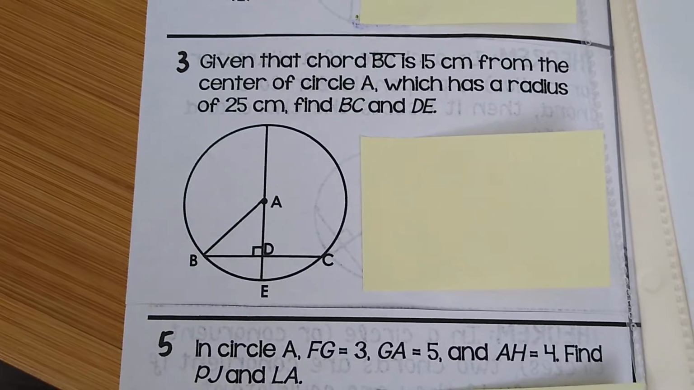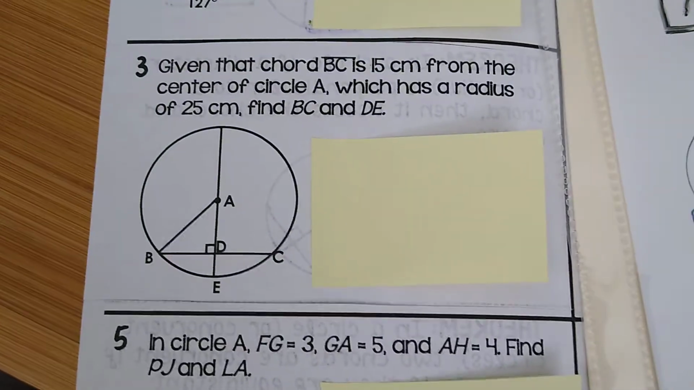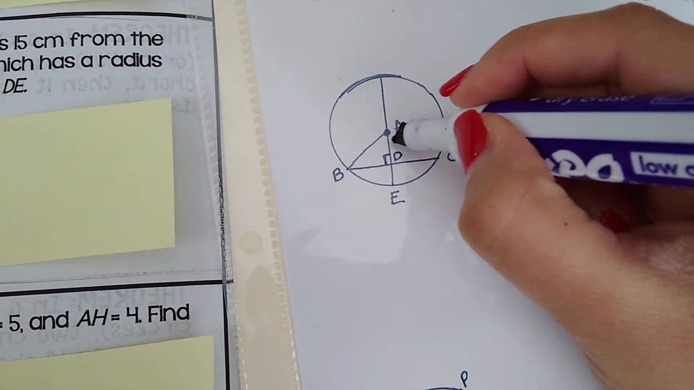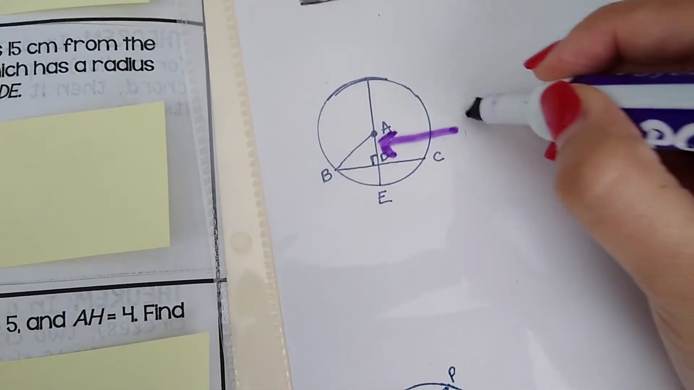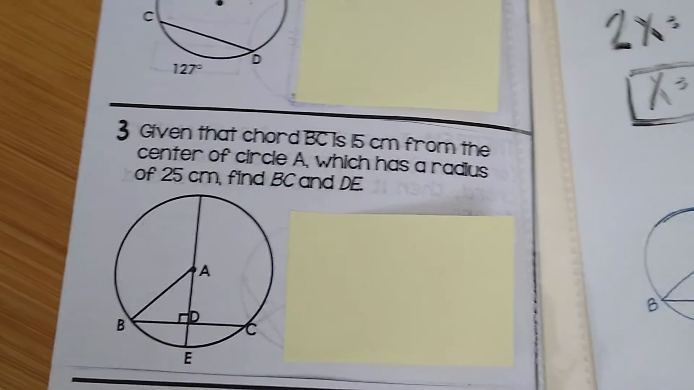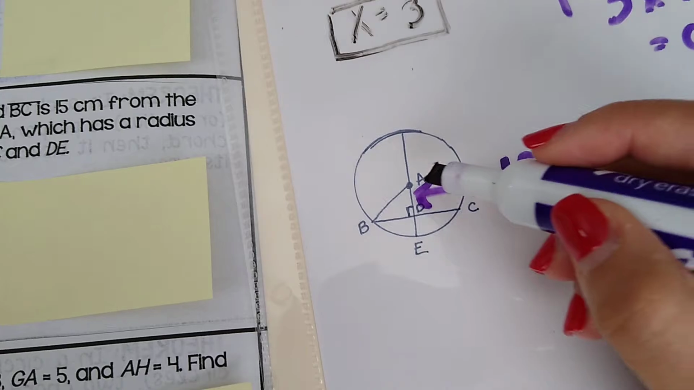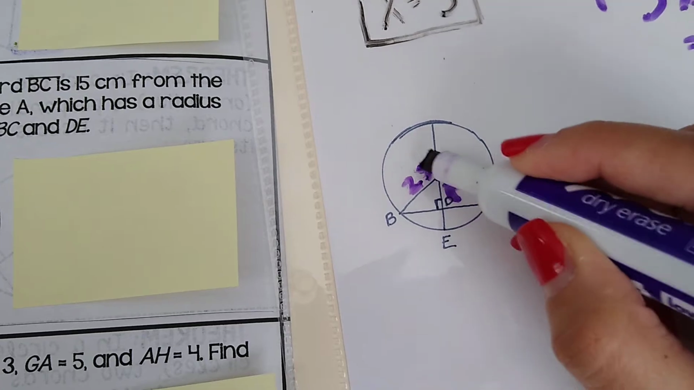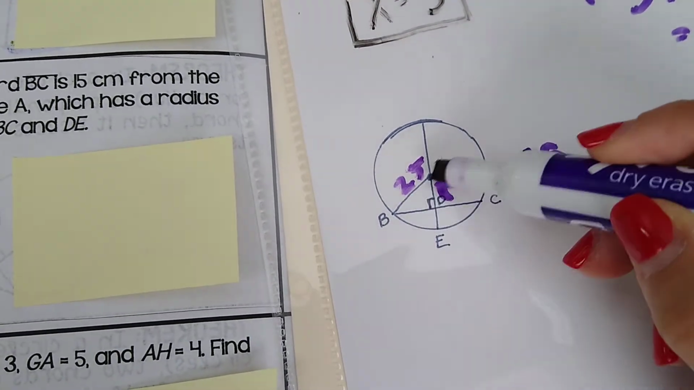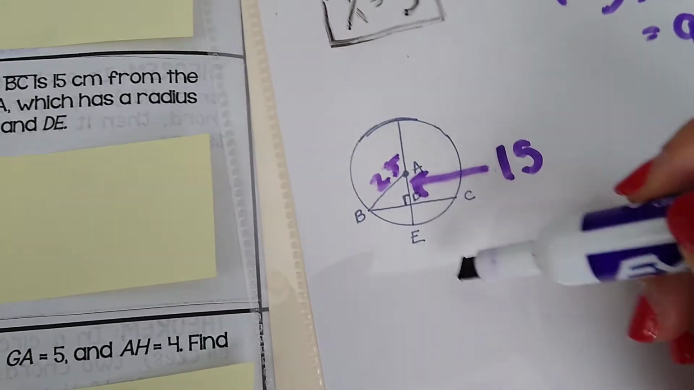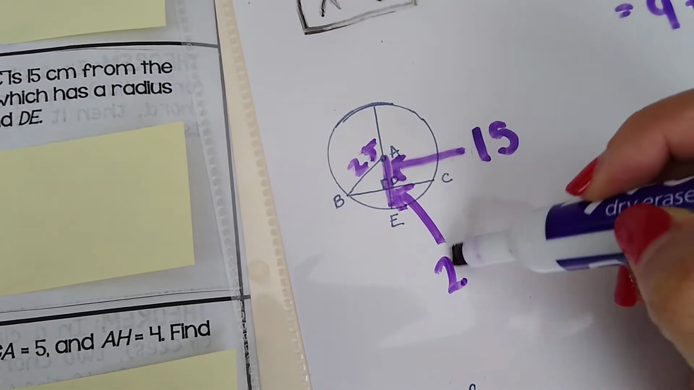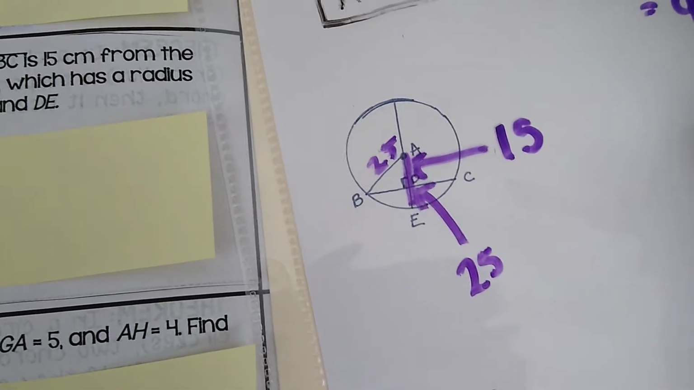So it's telling us that the chord BC is 15 centimeters from the center. So from here to here, it's 15. So this little guy is 15, and then it tells us that the radius is 25 centimeters. So I know that from here to here it's 25, and this is B, so BA is 25, but also AE is 25, so this is also 25, right?